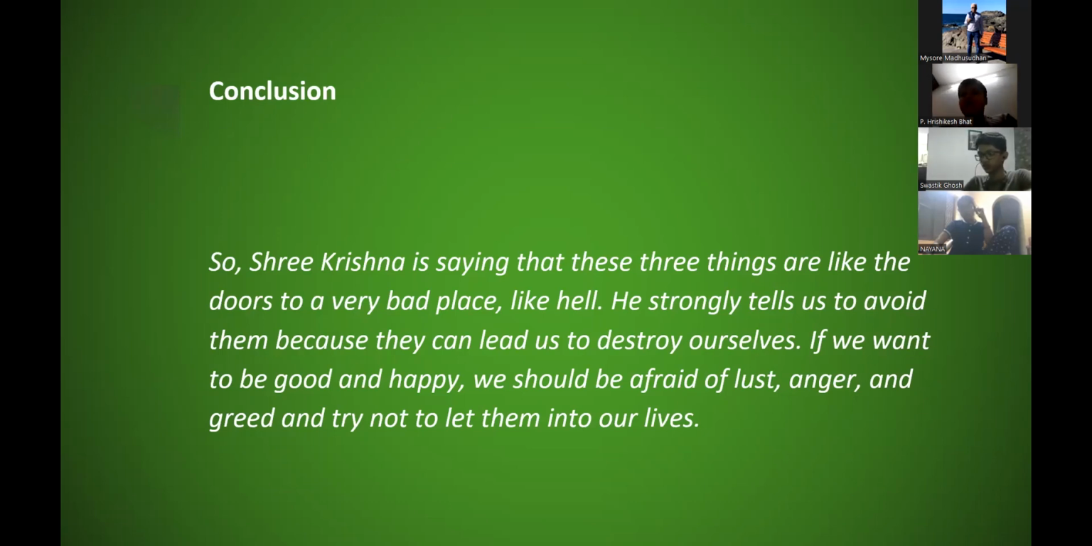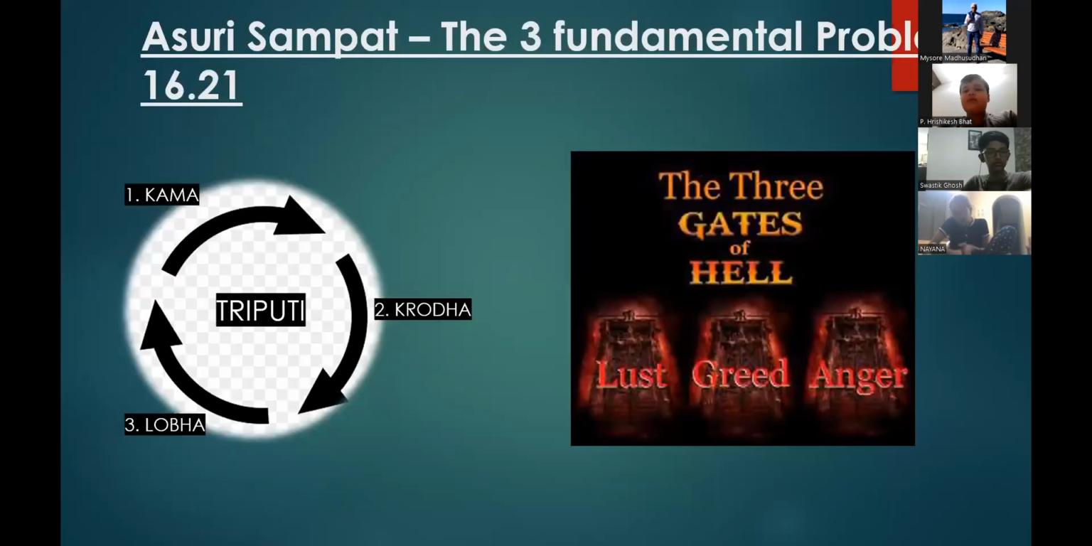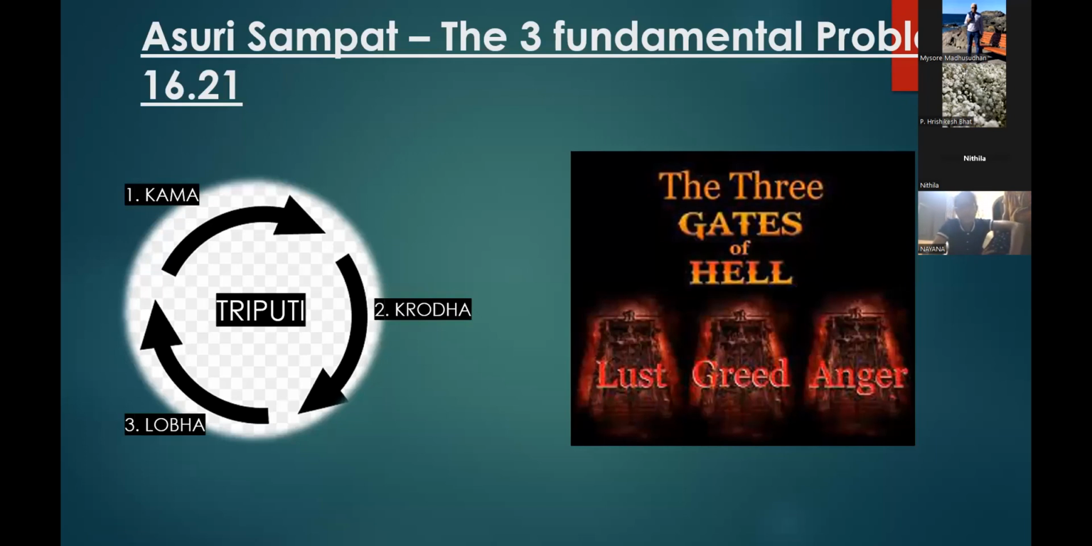Thank you. So lust, kama, greed, lobha, anger, krodha, these three are the asuri sampat qualities which lead us to the three gates of hell. So when these three qualities are there in a man or a woman, he or she cannot attain liberation, moksha, and we usually follow bad habits due to this.